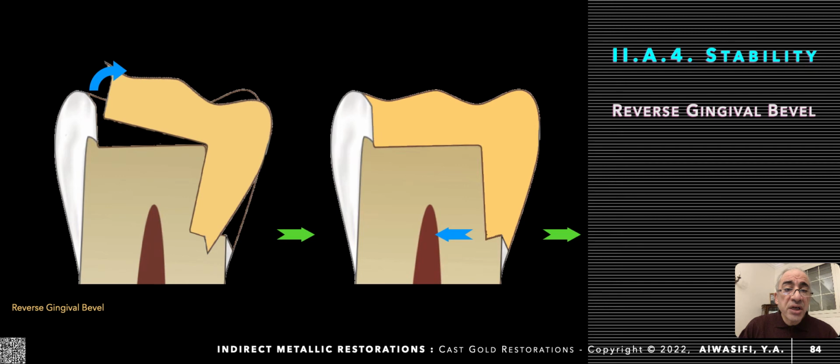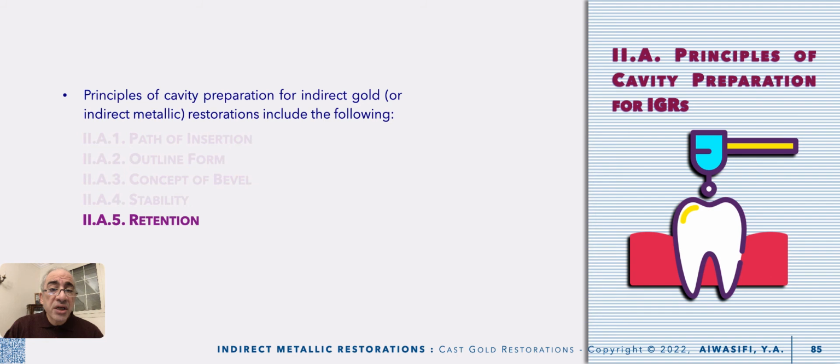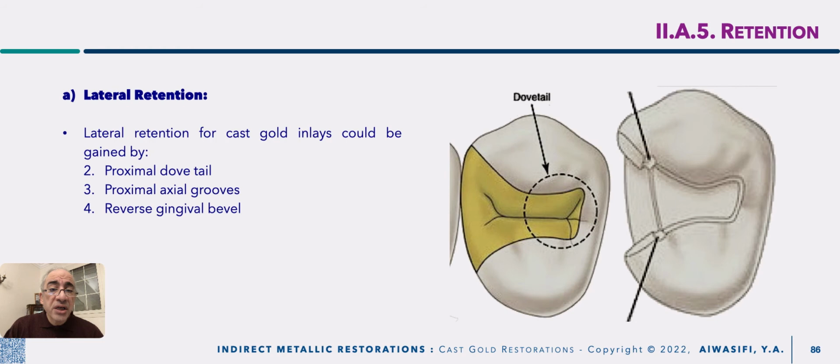Then comes the retention. Never forget that we mentioned there is a problem with axial retention, especially. When we consider retention, we don't have any problem with lateral retention. For lateral retention, against displacement, you have a proximal dovetail. Here it is mandatory, especially in premolars, and is considered an extension for retention. But for amalgam you are not in need of it.